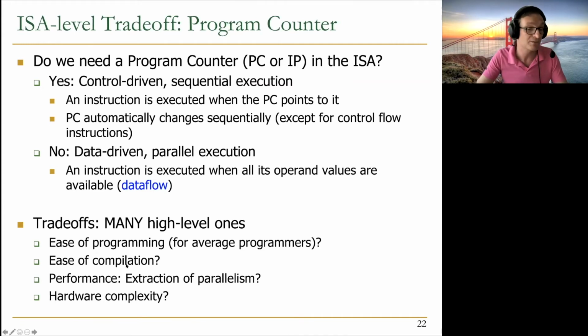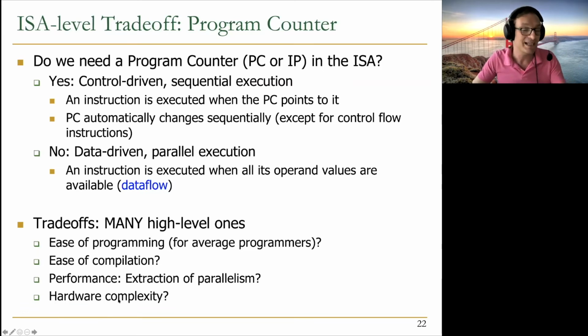Ease of compilation, which one's easier to compile to? Which one can the compiler reason about more easily? Again, this is a tough question, actually. Data flow may be a bit harder, potentially, because there's a lot of parallelism, but then the compiler doesn't need to extract the parallelism because the parallelism is already potentially there. Performance, which one extracts parallelism better? I think data flow overall is better in terms of parallelism, as long as you have a nice data flow graph with a lot of parallelism. And hardware complexity is another question, basically.